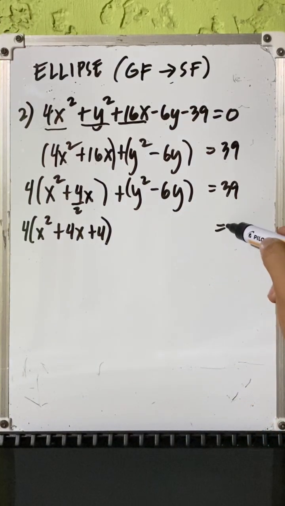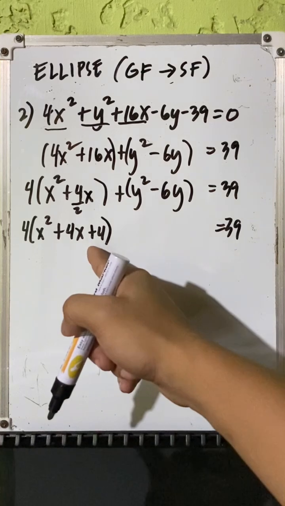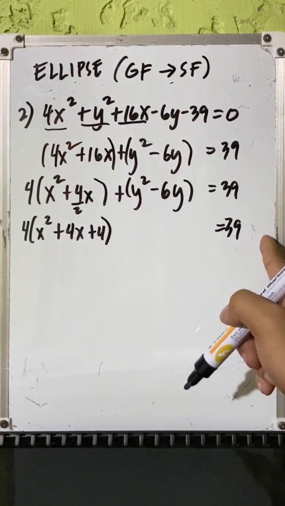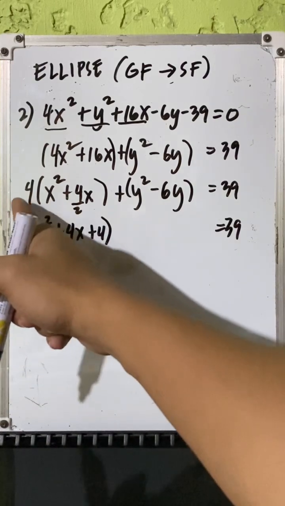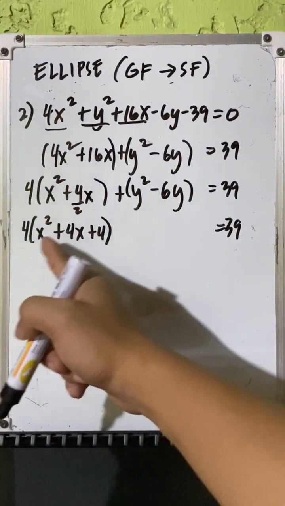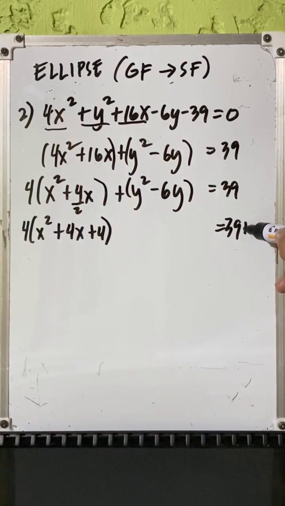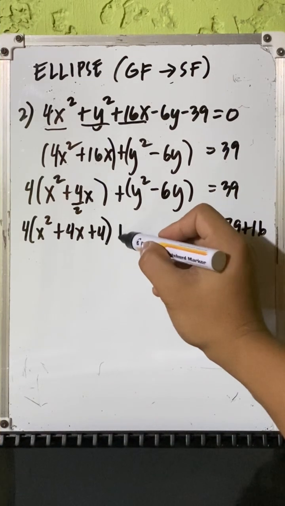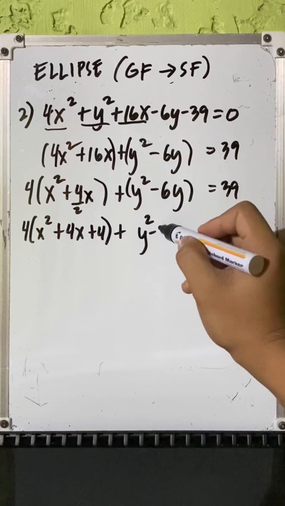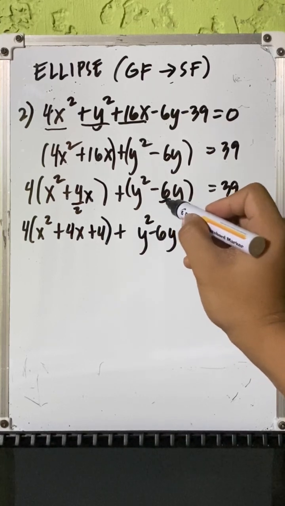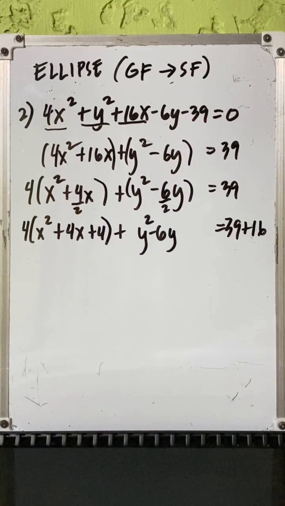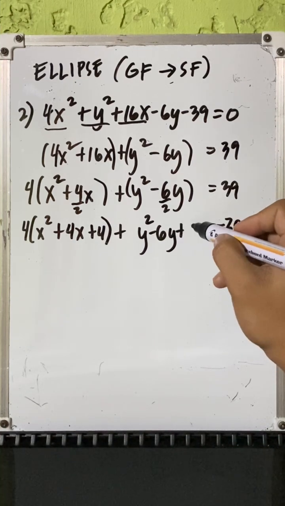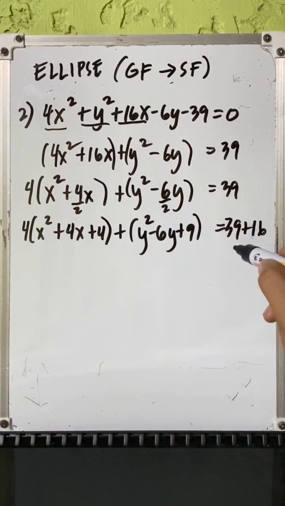So since you add 4 here, what will you add here? Okay, so that is 4 times 4, because you have 4 outside the parenthesis. So you need to add 16. And then plus y squared minus 6y. Negative 6 divided by 2 is negative 3. Negative 3 squared is 9. So that is plus 9. So you also have to add 9 here.